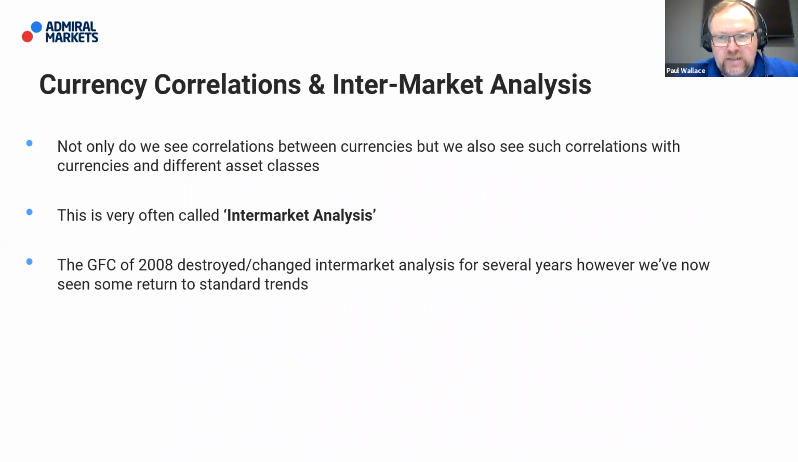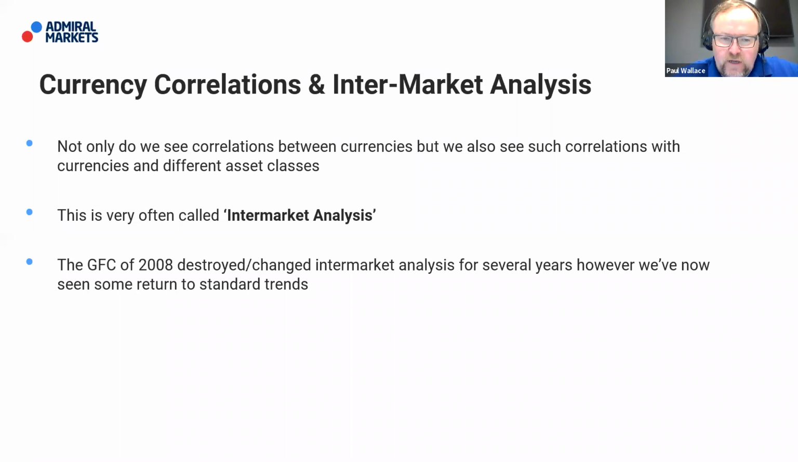So hopefully you can now see how currency correlations occur, how they operate and set up, and how you can visually see them, whether they be positively or negatively correlated. But not only do we see correlations in currencies, we also see such correlations between currencies and different asset classes. This is very often called intermarket analysis. I think it was Richard earlier who said he could see correlations between the dollar, Japanese yen, and gold. Well, that would be more of what we would term intermarket analysis.